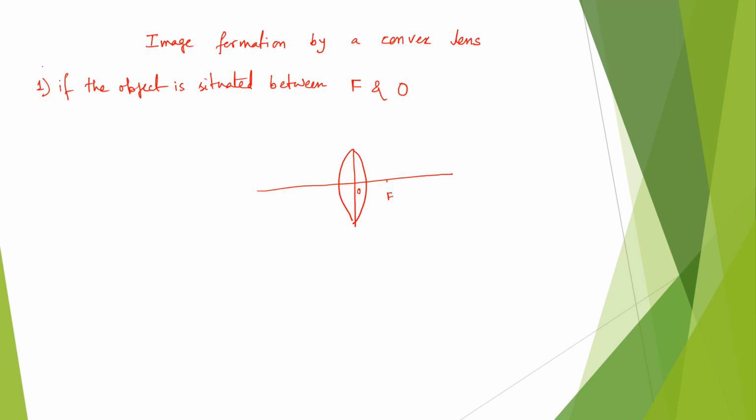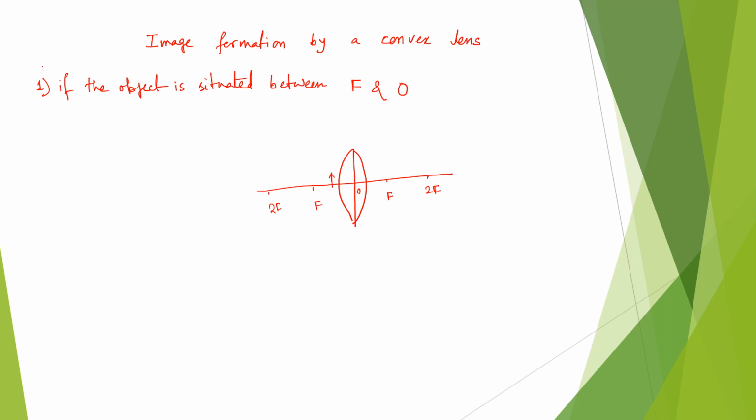Distance between O and F is the first focal length. Similar distance here, 2F. Same distance here, F, 2F. Now given that the object is situated between F and O, suppose this is the object.